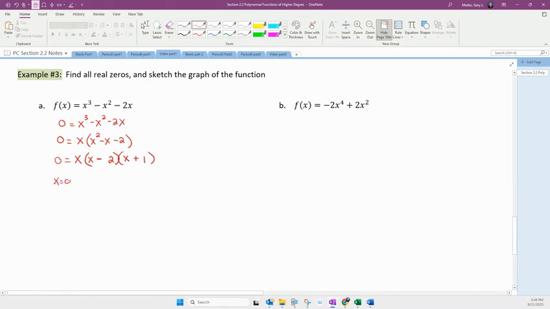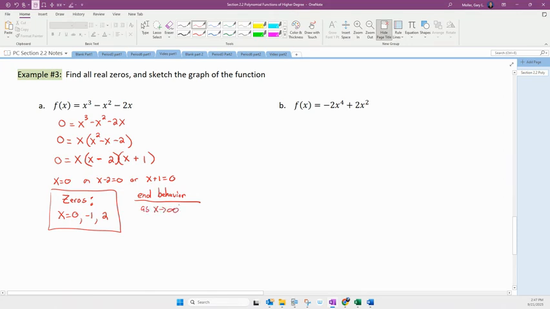So I know that x has to equal 0, or x minus 2 has to equal 0, or x plus 1 has to equal 0. Or in other words, my zeros are x equals 0, negative 1, and positive 2. My end behavior: as x goes to infinity, this is a cubic graph, it's got a positive leading coefficient, so y is going up. And on the other side, going to the left, y is going down.